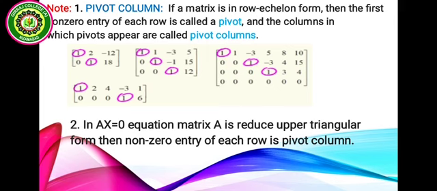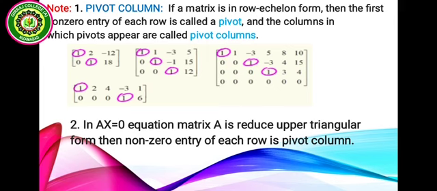So the matrix is reduced to row echelon form or upper triangular form, in which the diagonal elements are not equal to 0. Those elements are called pivots, and the columns in which pivots appear are called pivot columns.